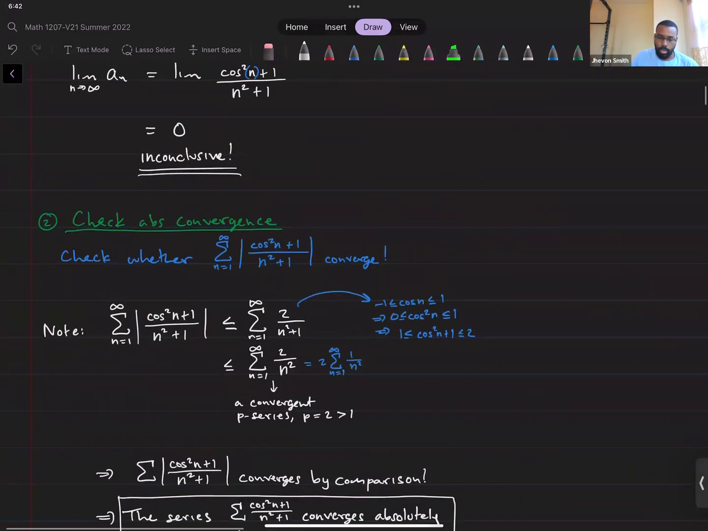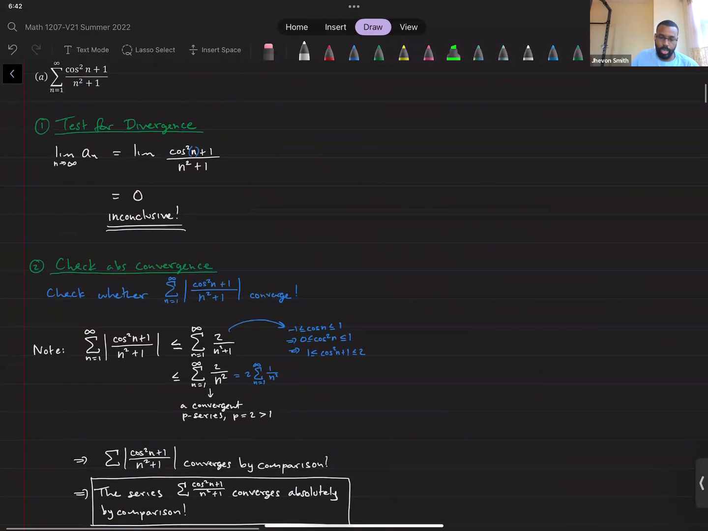Okay. So here is a process for which we needed two of the steps. You do a quick check with the limit to see whether it diverges or not. We can only make a conclusion if it's not equal to 0, meaning if it's something else or it does not exist, then we can say it diverges. If it is 0, it's inconclusive. We have to do something else.